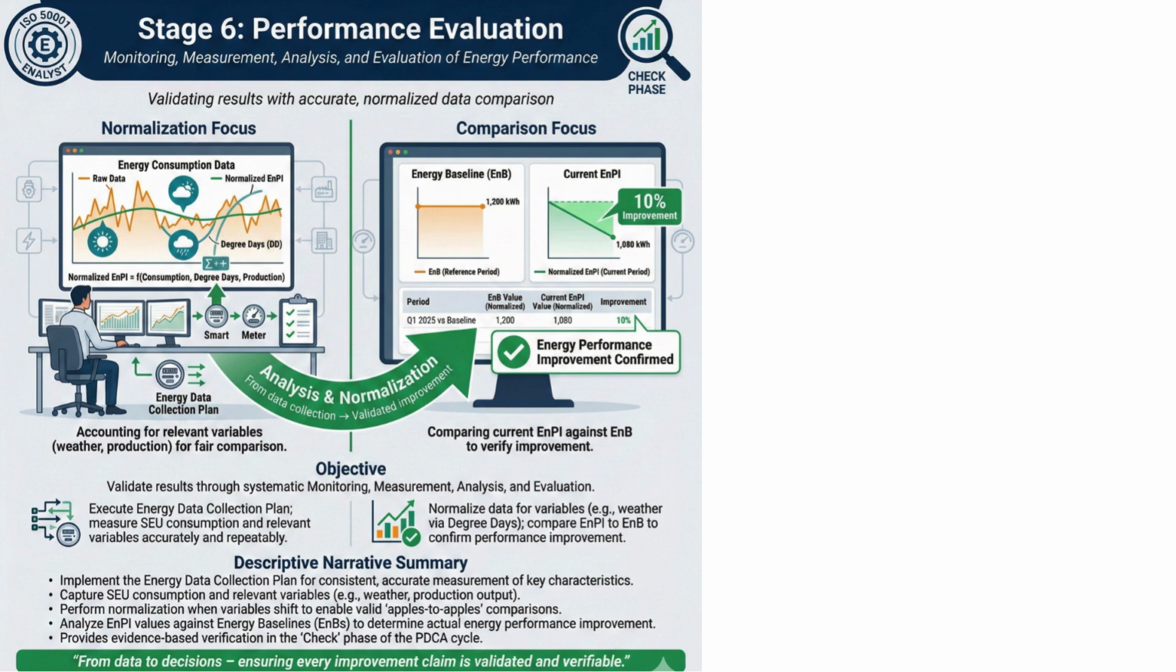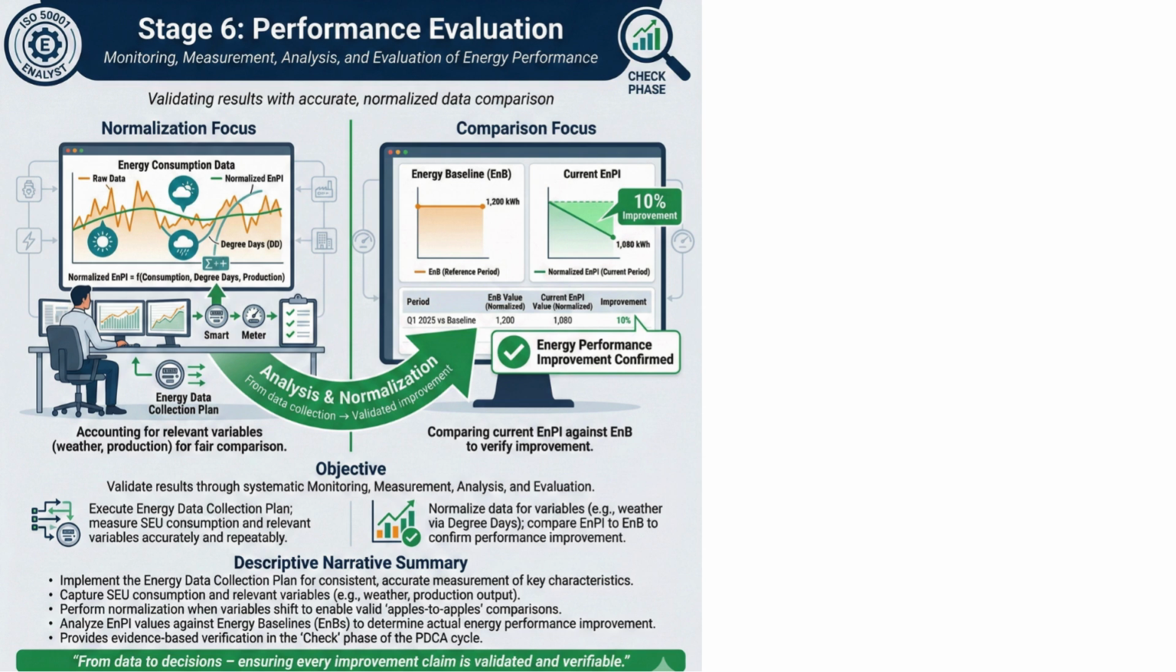Then comes the analysis. We compare current EnPI values against the energy baseline's EnB from stage 2. This tells us definitively whether real energy performance improvement has occurred. No assumptions, just facts. Stage 6 gives us the objective proof we need to confirm progress or spot issues early.